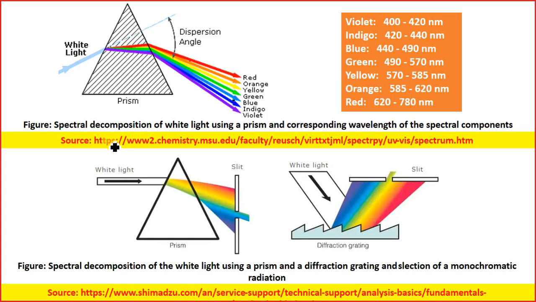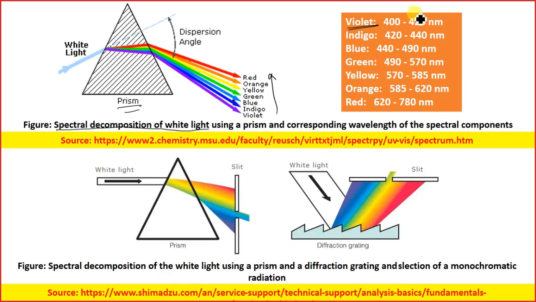Now, I was talking about why the prisms are used. See, the example is given over here. We have the white light, and as it is made incident onto the prism, there is a spectral decomposition of the white light. Okay, and then we get Vibgyor, violet at the bottom and red at the top. Okay, and these are the regions.